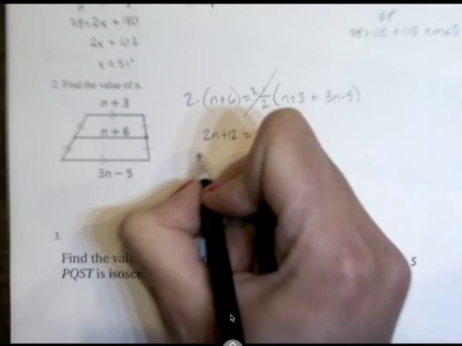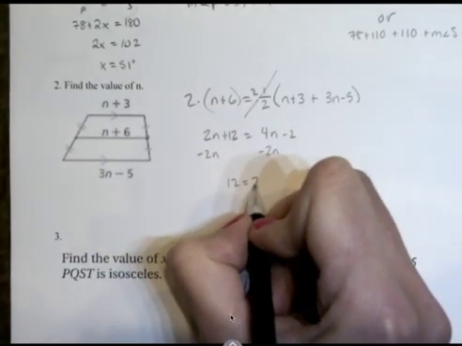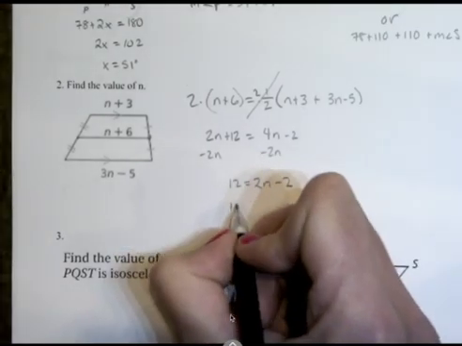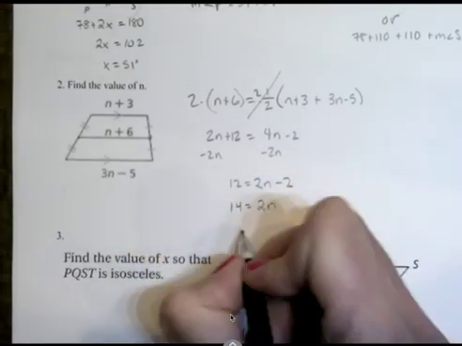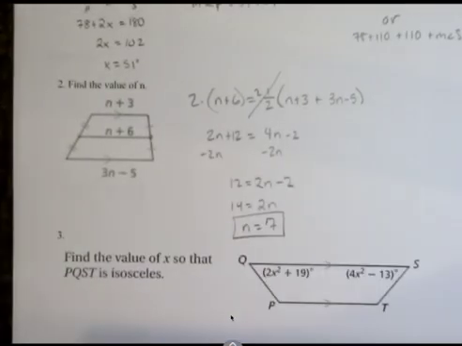Now let's get our n's on the same side. So I'm going to subtract 2n from both sides. So I've got 12 equals 2n minus 2. Add 2 to both sides. And divide by 2 to get n equals 7. And that is all I was asked to find on that problem.